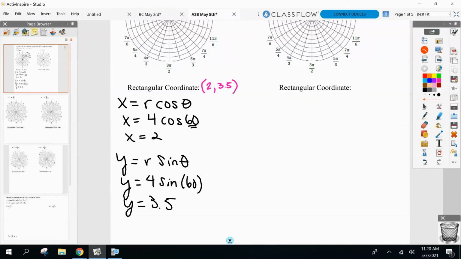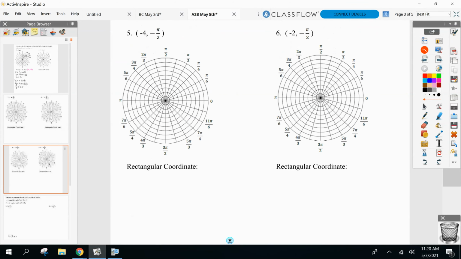Any issues on 1? All right, let's skip over now to number 5. A little bit different. Both of them are negative now. So I'm on number 5 right now. You'll have a chance to finish everything up in a couple minutes.